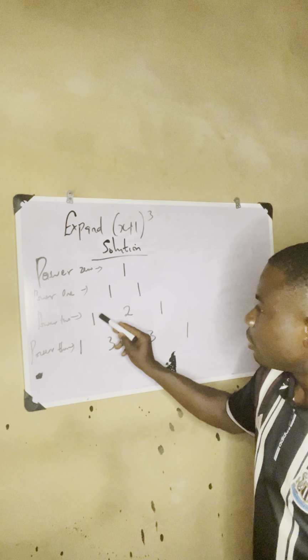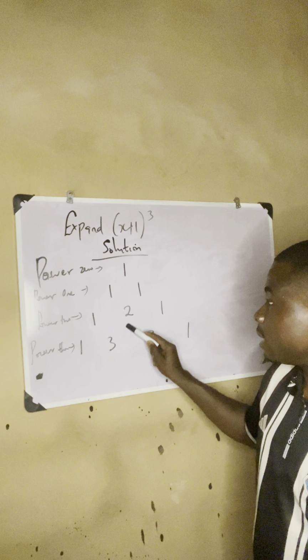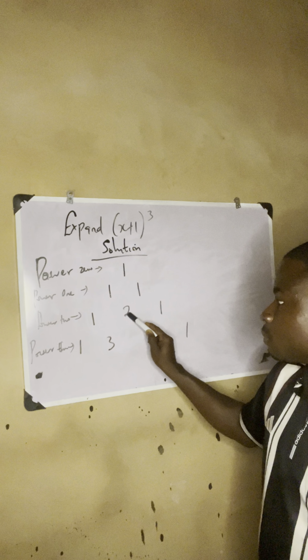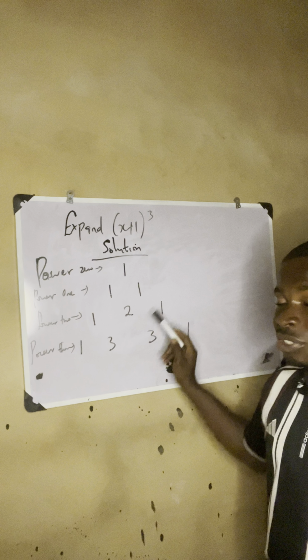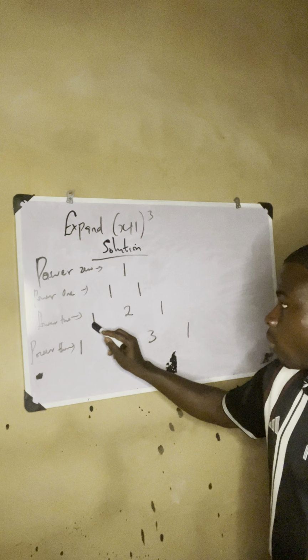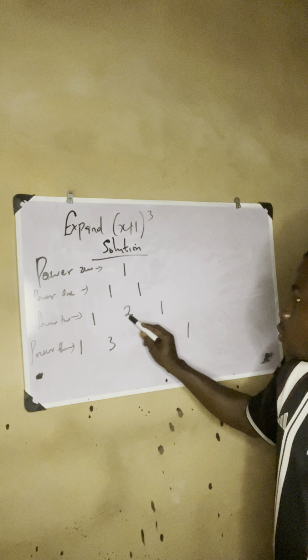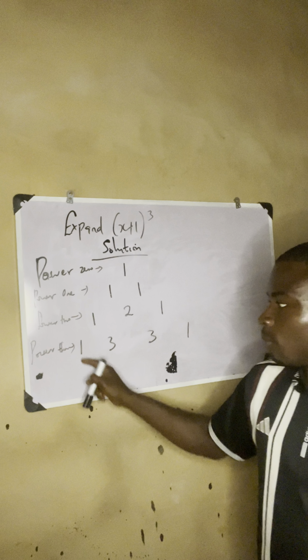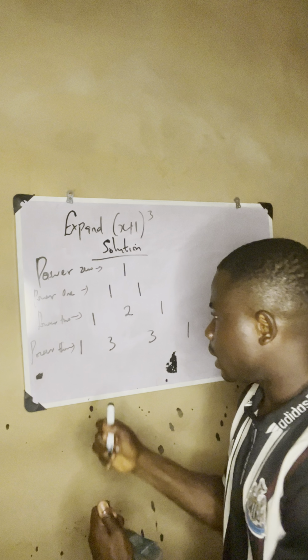Then here, you add 2 numbers at the top to get the 1 in the middle. That is 1 plus 1, you have 2. That is 1, 2, 1. For power 3, 1 plus 2, you have 3. 2 plus 1, you have 3. You have 1, 3, 3, 1. For power 4, you can do that, right?